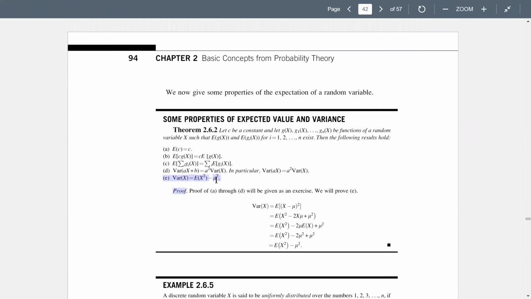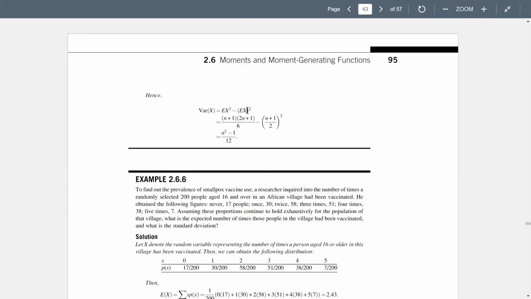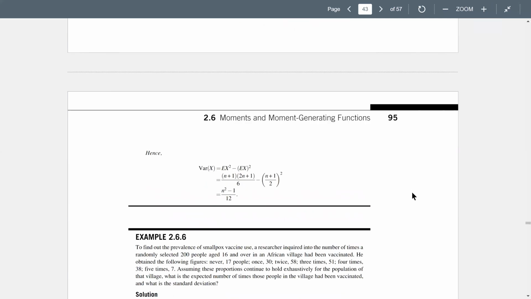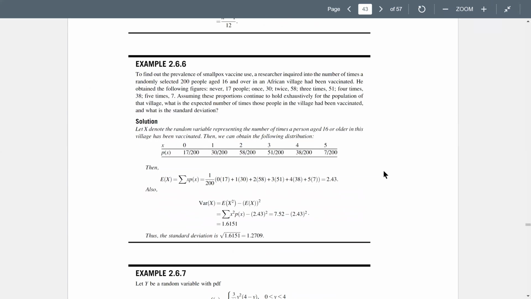The mu is what? Expected value of X. Okay, mu is expected value of X. So hope you won't be confused. This one is expected value of X squared. All right, and this is the square of expected value of X. This is different. All right. So you use the result in here, you will find the variance.